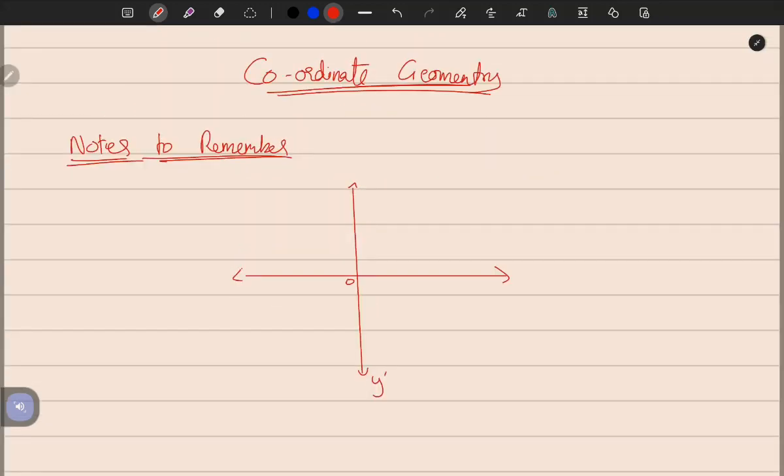Okay, so in this, if you see, this is x and this is y. So it is y dash and it is x dash. Okay, va? X dash represents minus and x represents plus, y represents plus, y dash represents minus. This is first quadrant and this is second quadrant and this is third quadrant and this is fourth quadrant.